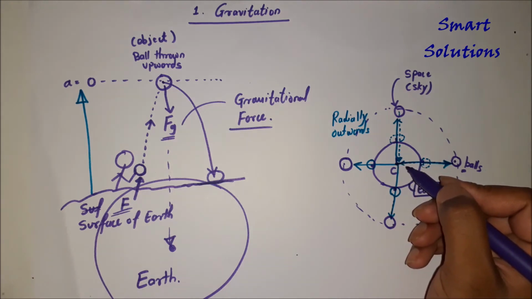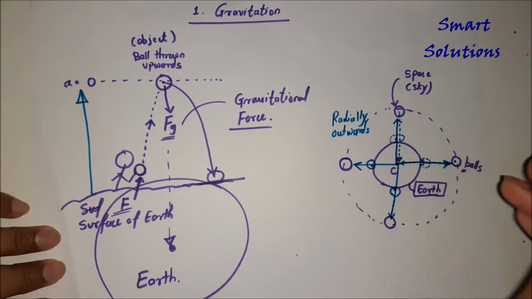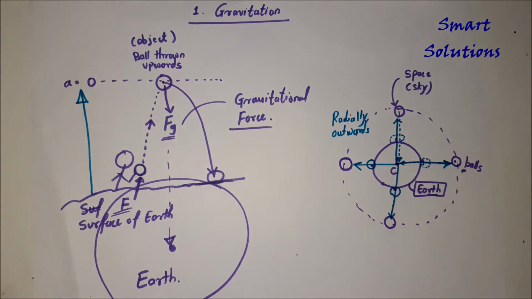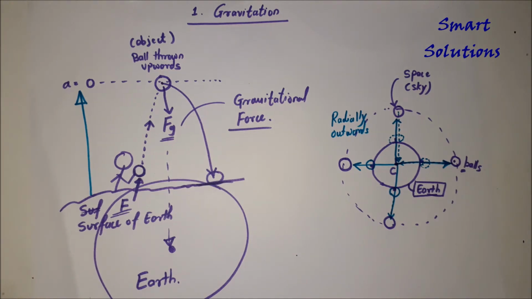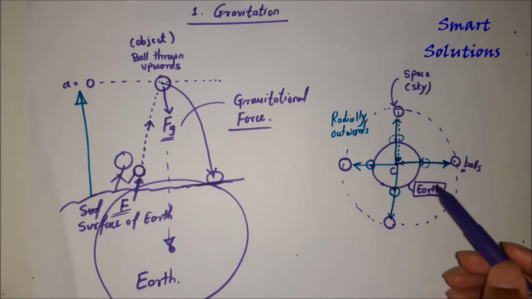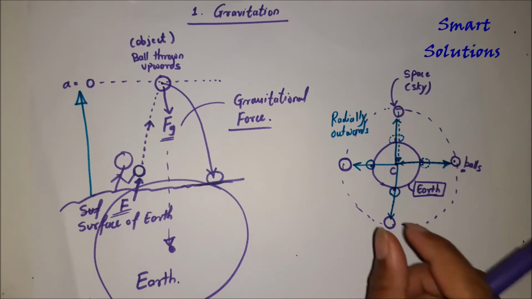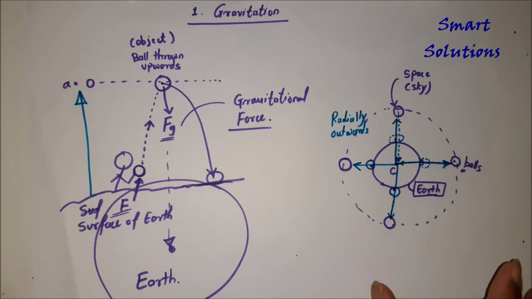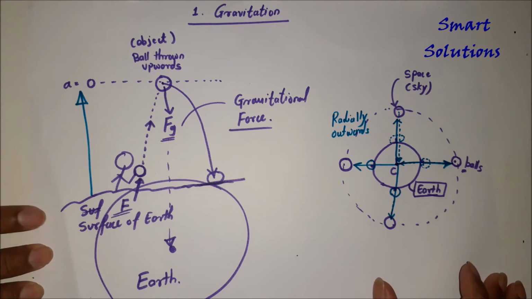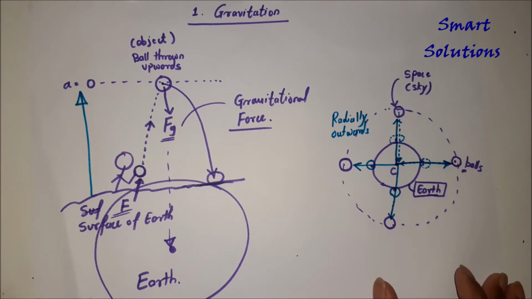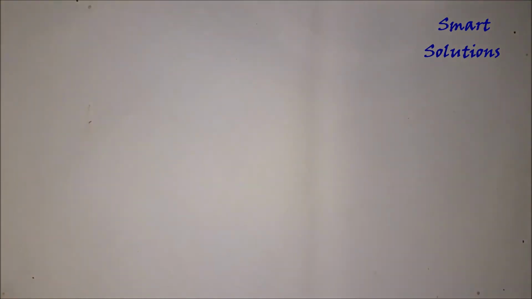Okay, so now I think you have almost understood what the gravitational force is. We have considered here the example of Earth, which is a very big planet, and a ball, which is a very tiny object in front of Earth. So do you think that if instead of Earth you consider any other object, the same thing applies? Let us look into that.